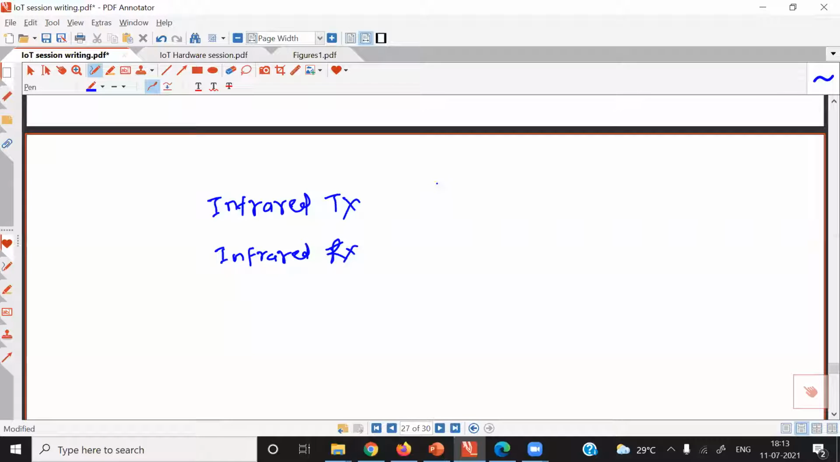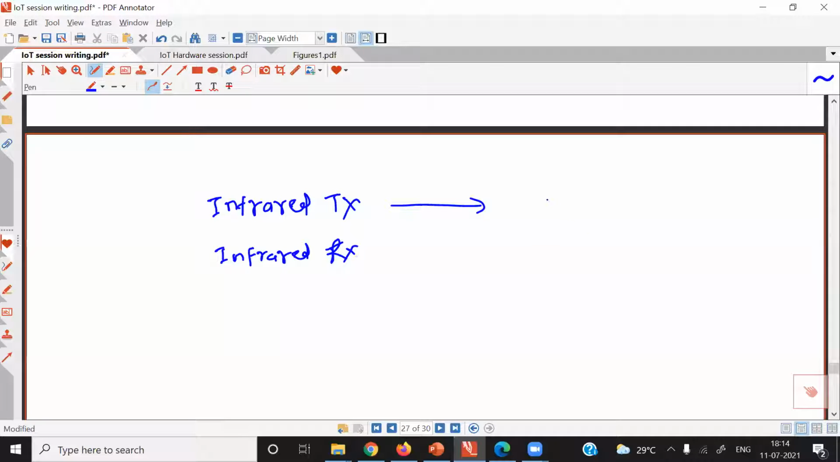RX. The infrared transmitter will continuously transmit infrared energy. Suppose this is the direction. So as long as there is nothing in front of this transmit receive module, the received signal will be negligible. It will be very small, and it will not be sensed by the receiver.